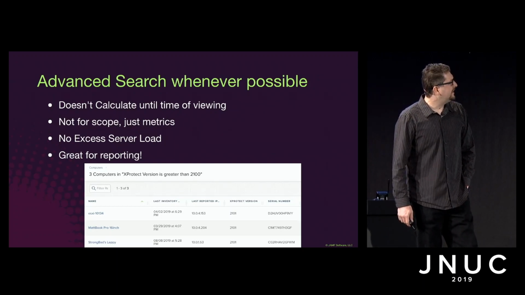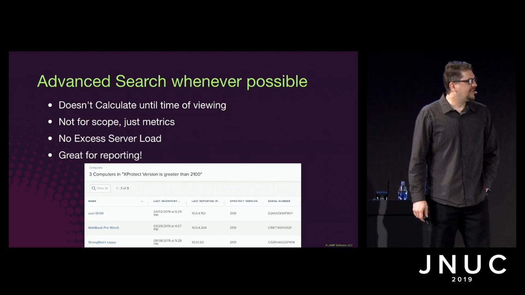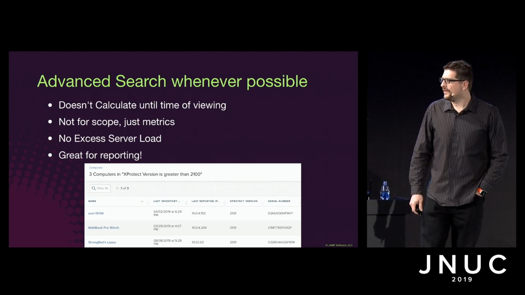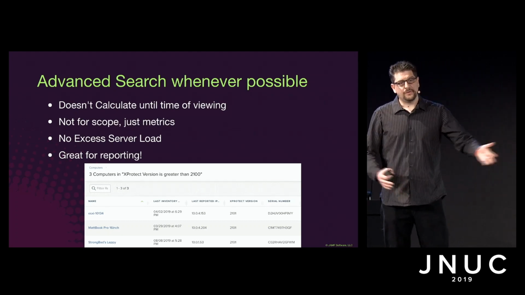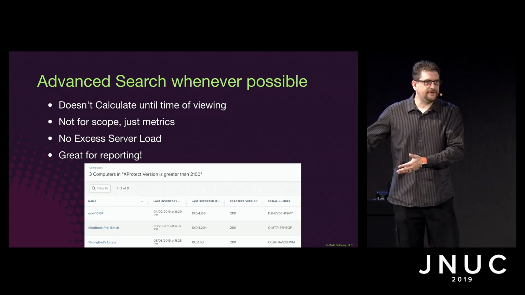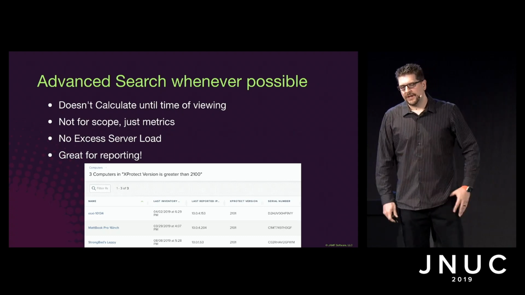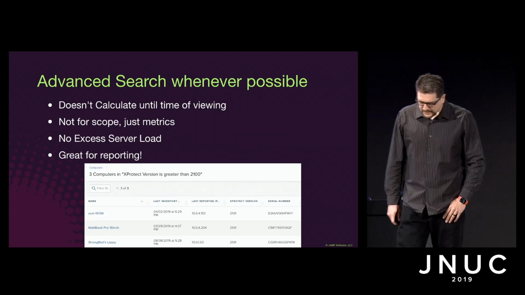But I've seen the hesitation to make two because it seems like redundant effort. Like, well, I've got the smart group over here, I might as well just use that. But if you need it for a report, go ahead and make the exact same criteria over in an advanced search, because that's what that's for.